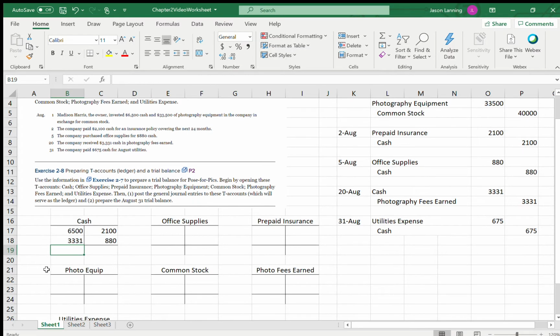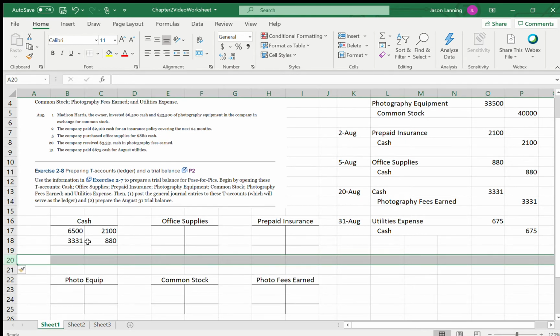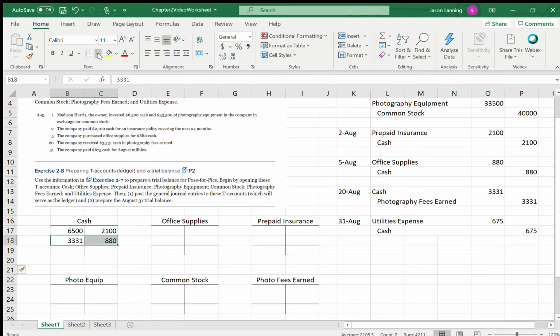I'm going to fix my T account here. Let's do this quickly. No border. Put it down here. And then we'll fix this. Okay.